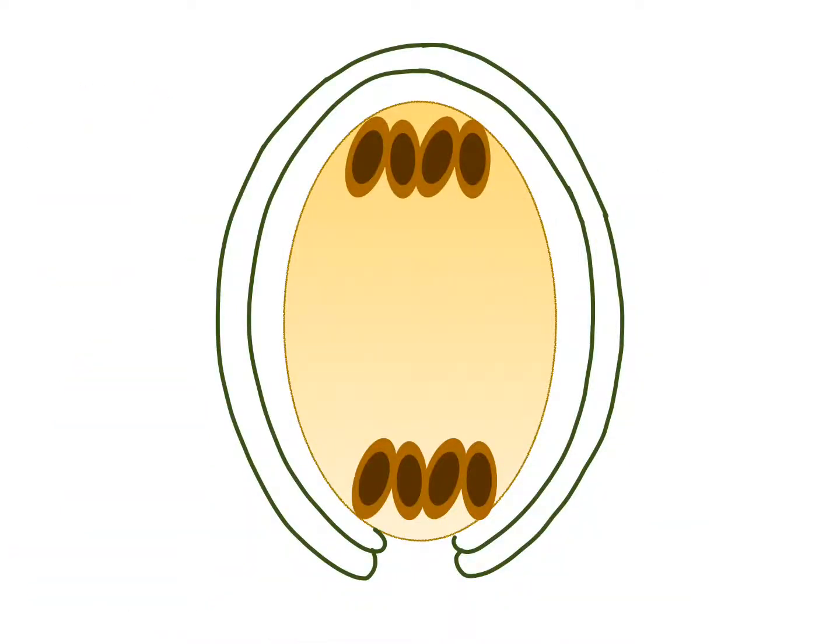Three of 8 nuclei migrate to one end of the cell, forming antipodal cells. Another 2 move to the center to form polar nuclei. The last 3 nuclei at the other end nearest the ovule opening form an egg cell flanked by 2 synergid cells.